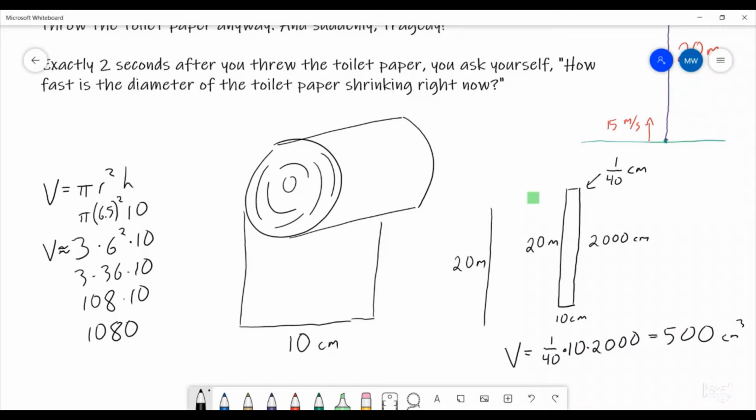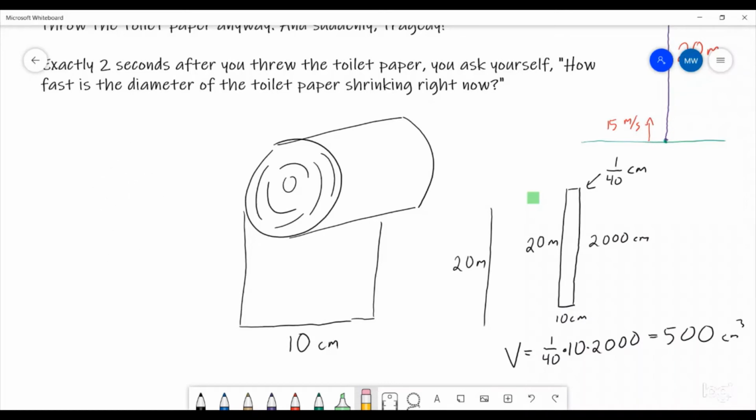Okay? So now what we're going to do is try to figure out how fast the diameter of the toilet paper is shrinking. That was just a rough calculation to make sure we didn't use up all the toilet paper. Now we're going to need to know the current radius of the toilet paper. So the current radius of the toilet paper is going to, here, let's, I'm getting ahead of myself.